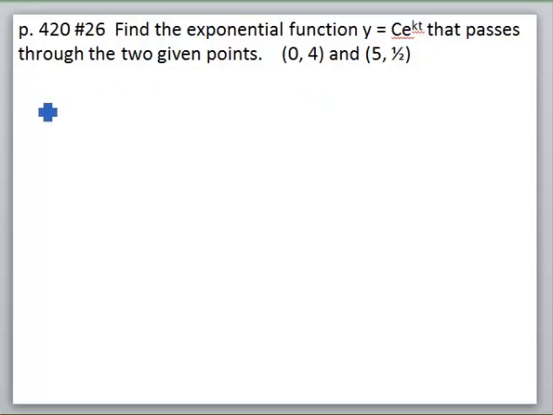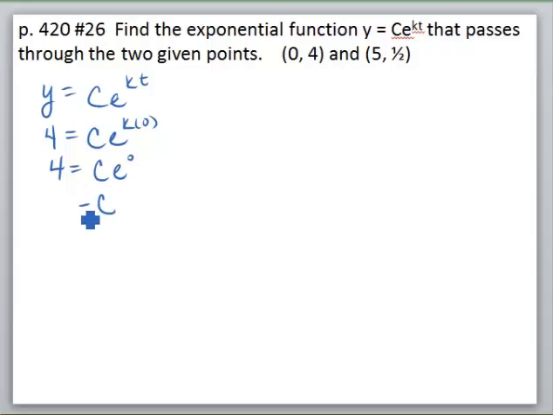So what I'm going to do is start with the general form they give me, and I'm going to plug in 0, 4. So I'm going to put 4 in for y and 0 in for t. That allows me to go ahead and say that c is equal to 4. So I now have the equation y equals 4 e to the kt.